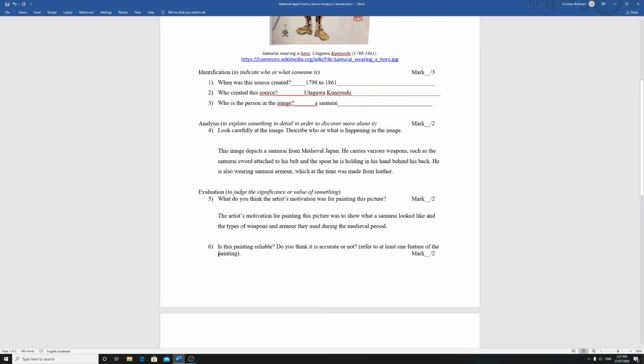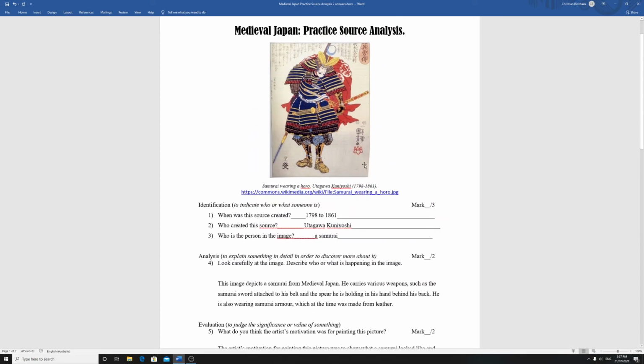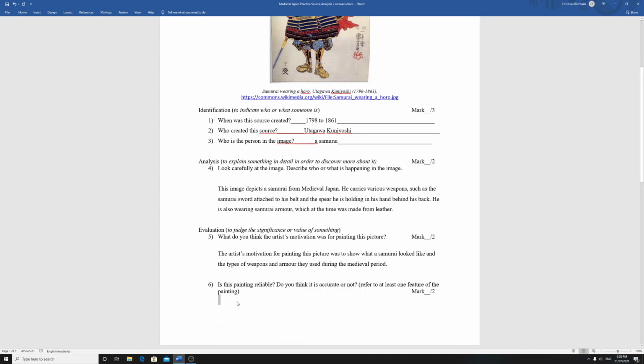Question number 6. Is this painting reliable? Do you think it is accurate or not? Refer to at least one feature of the painting. So, just because I've studied Japanese history and I've seen documentaries on medieval Japan, and in those documentaries I've seen samurai who look very similar to this, and I've also been to museums and I've seen sets of samurai armour and samurai swords, katana and samurai spears. So from my own research, I know that all the objects that he wears and carries, such as a sword, look like the actual historical artifacts that we have examples of. So I would argue this is a very reliable source. So that's what I put down as my answer.